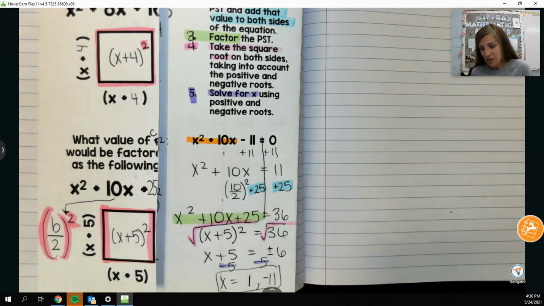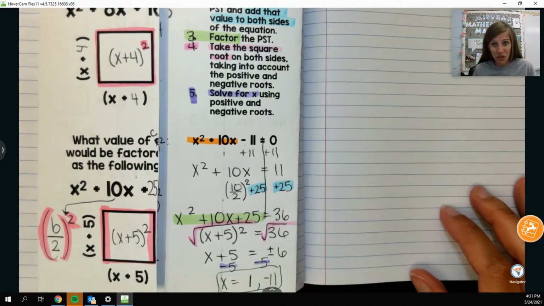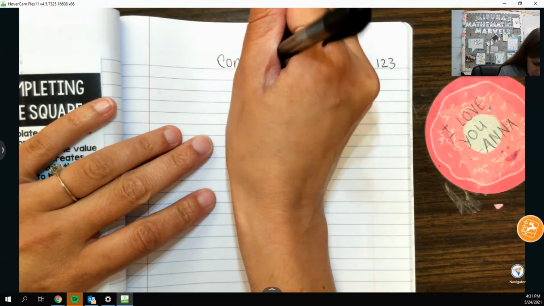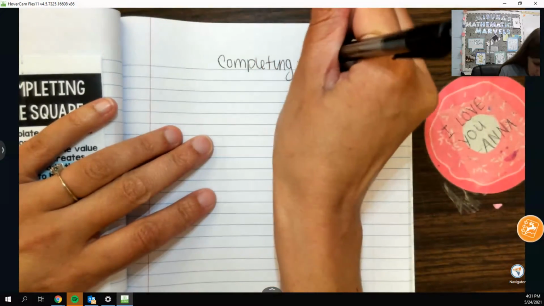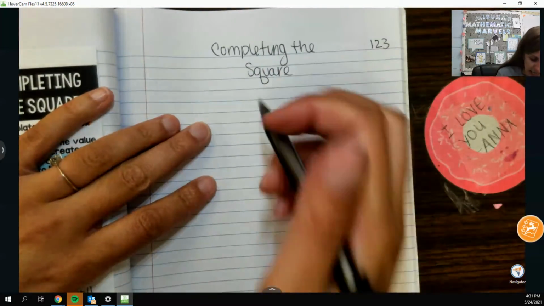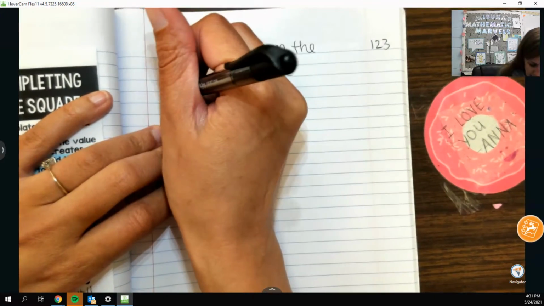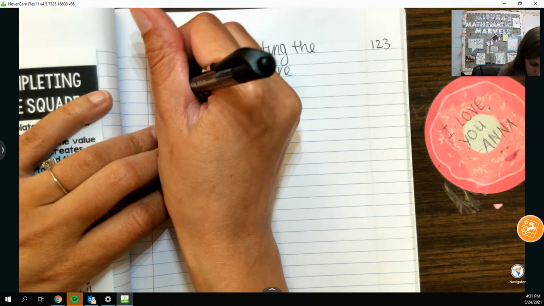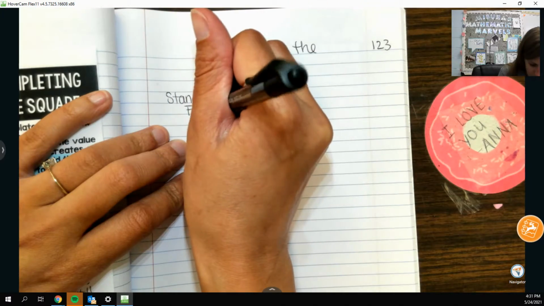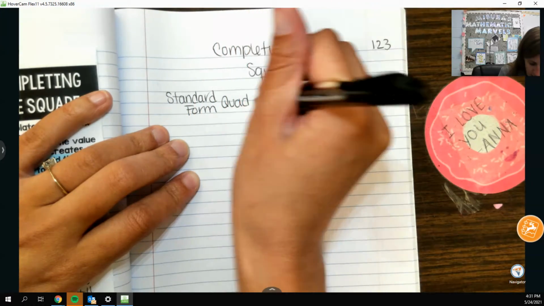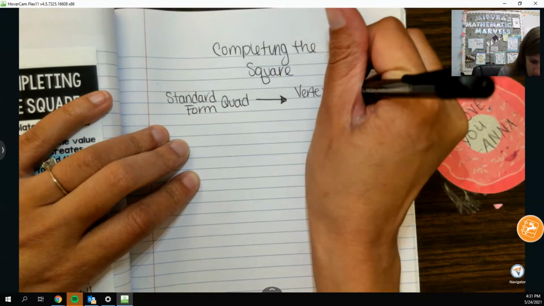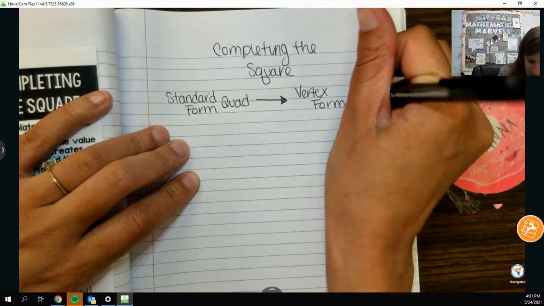So you might be thinking, Missoura, why in the world did we just do all that? The process of completing the square that we were just doing, and we're going to go back and do a few more, is simply taking a quadratic in standard form and changing it to vertex form.